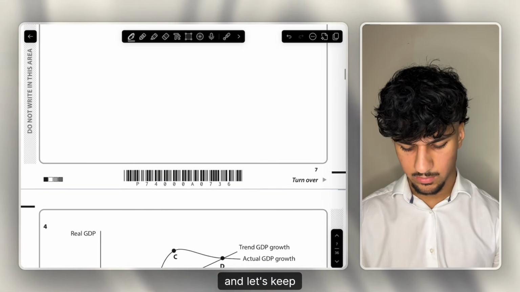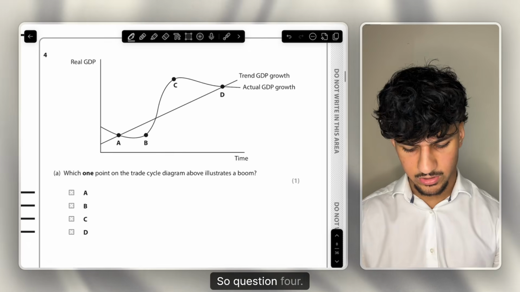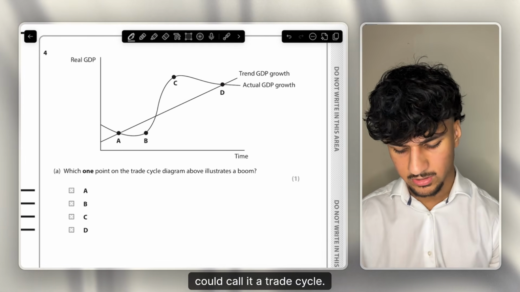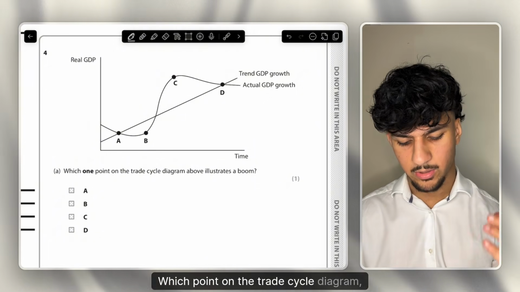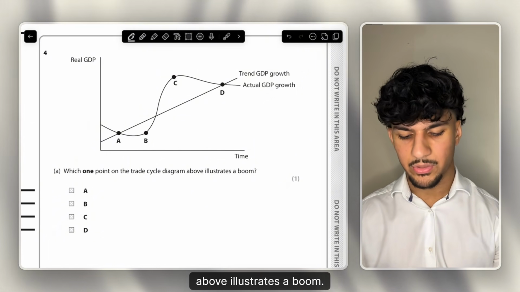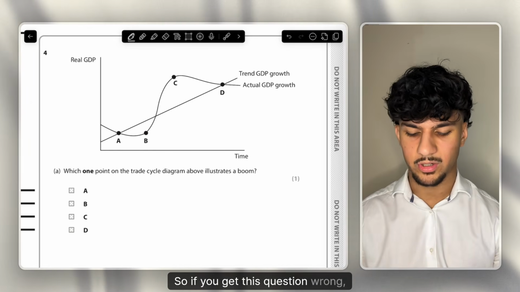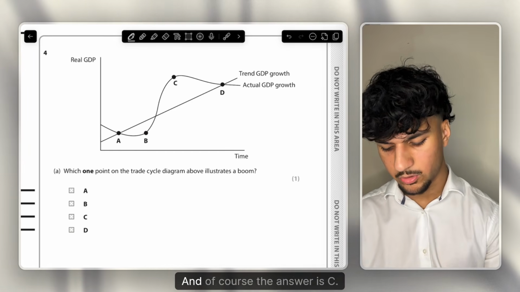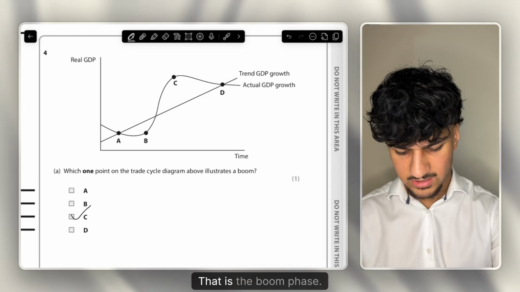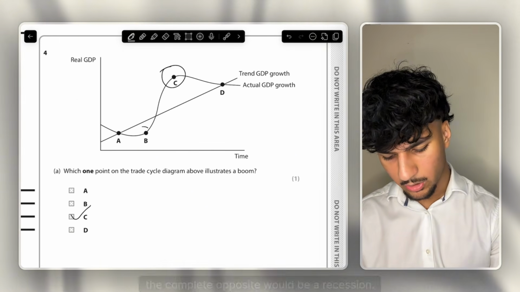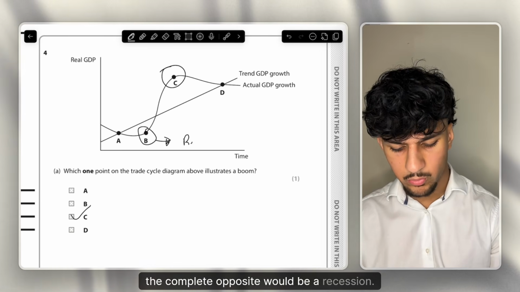Okay, and let's keep going. So question 4. We've got a little business cycle, or you could call it a trade cycle. Which point on the trade cycle diagram above illustrates a boom? Now, this is probably my favorite diagram in macro, so if you get this question wrong, I will be personally offended. And of course the answer is C, that is the boom phase. Now let's quickly go through what the other phases are. So of course B, the complete opposite, would be a recession.